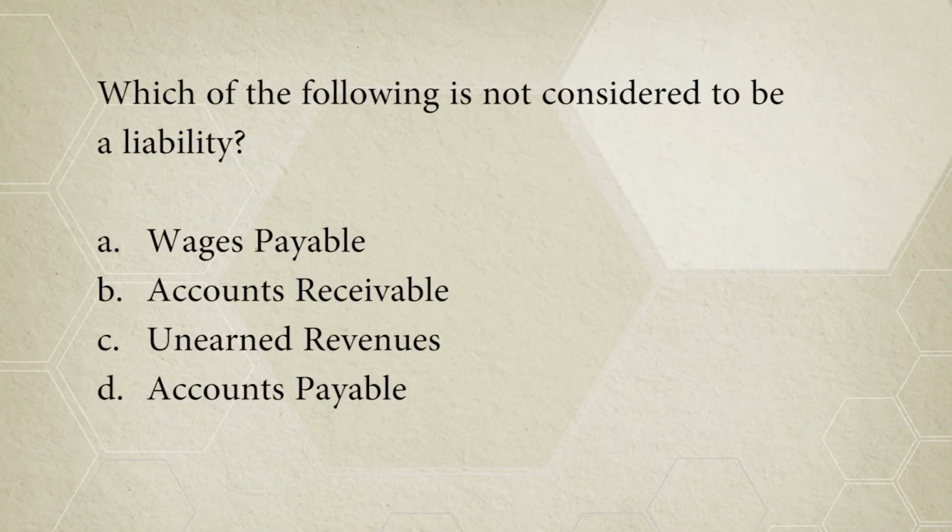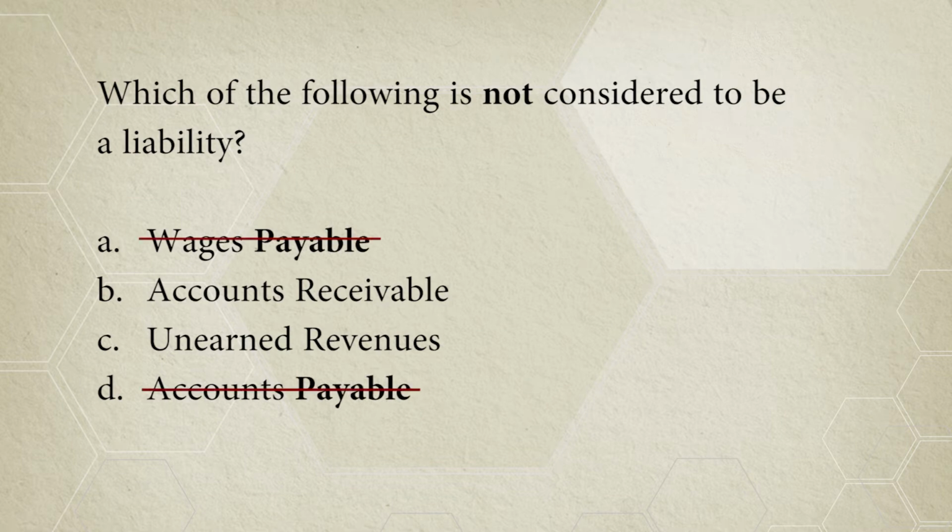Read each question carefully. Some questions are reversed. For example, like this one asks you which one is not the correct choice. Use concepts that you know to eliminate answers. You know that liabilities end with the word payable. Therefore, eliminate option A and D as the correct answer because these accounts are actually liabilities.